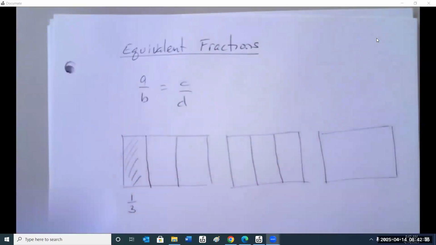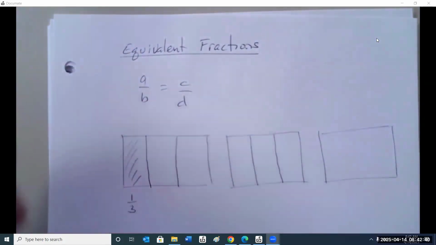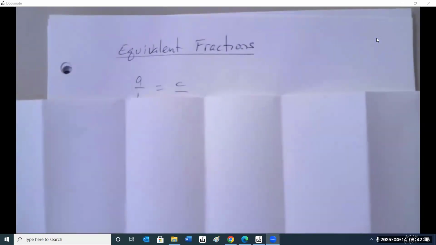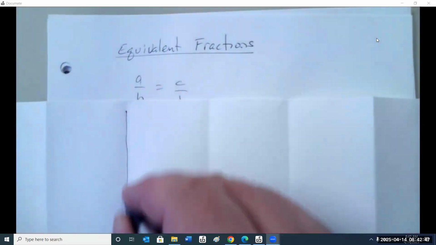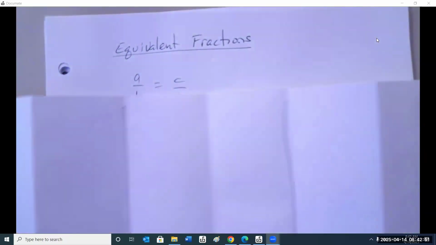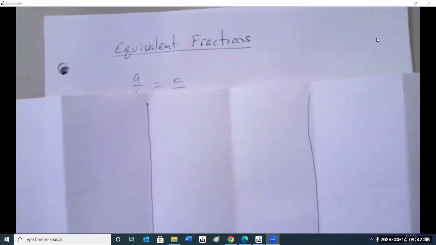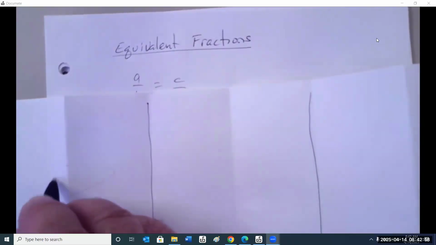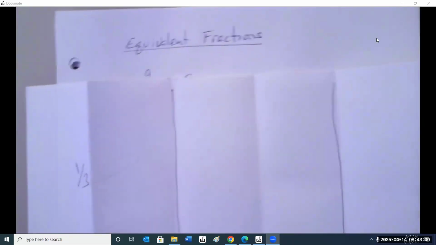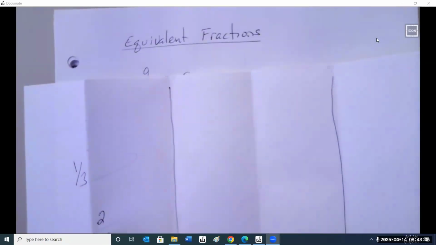Now, if we fold that in half, how many pieces do we have? We now have 6 pieces. Remember, this is still our thirds. But this was cut in half. So this half is now written as what? It used to be 1/3. It's now what? It's two pieces out of 6.